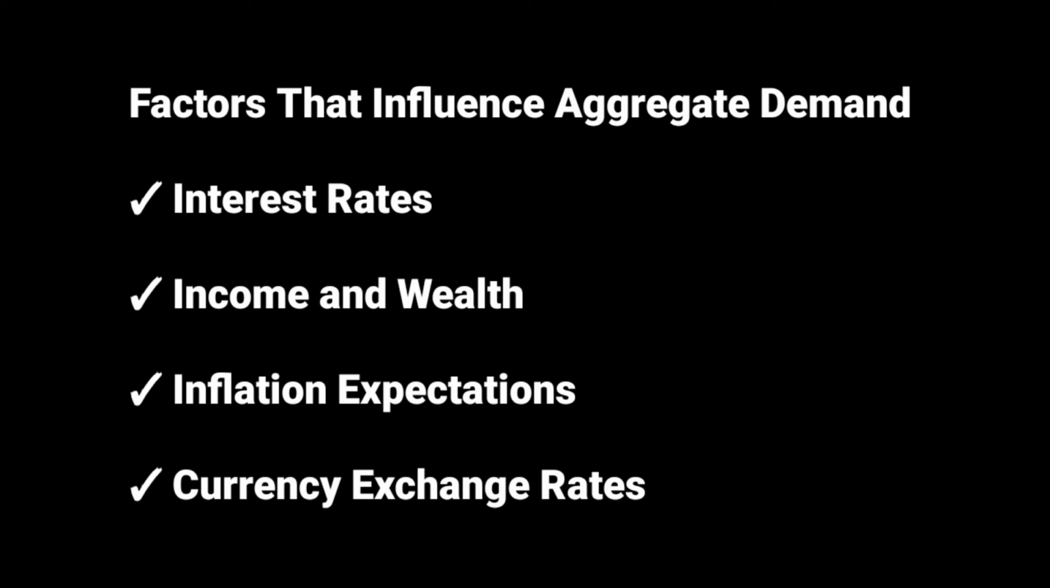And then for income and wealth, if people have high income, or if the buyers are wealthy, the demand for goods and services will increase, which will lead to high aggregate demand. And if it's the opposite, if they have low incomes and they are poor, the demand for goods and services will be low, and there will be low aggregate demand.